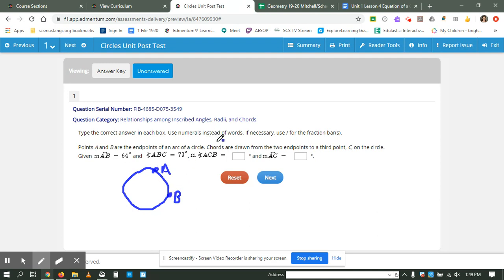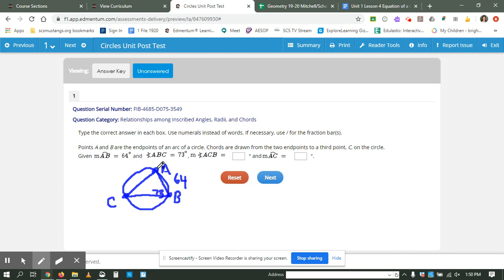And it said the chords are drawn from the two endpoints to a third point C on the circle. So I need another point C, and I'm drawing chords. If I use my definition of what I know a chord to mean, it is a segment that goes from one end of my circle to the other. They tell us that the measure of arc AB is 64 degrees, and if I draw angle ABC, it is 73 degrees.